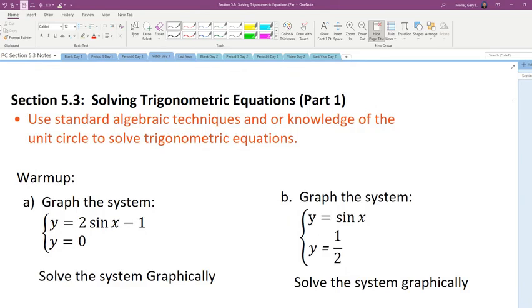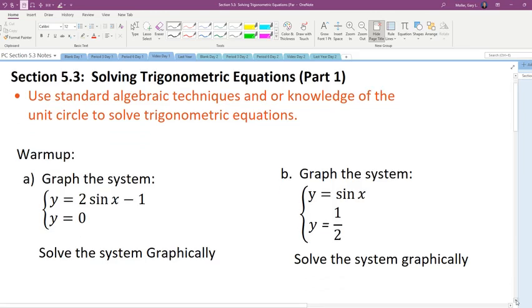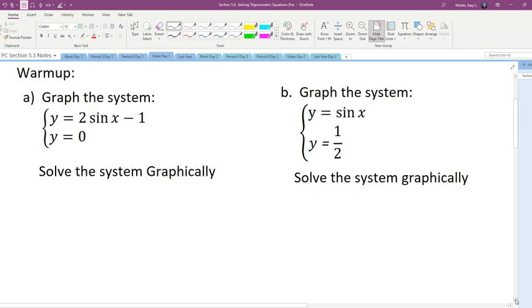So to get started, as a warm-up, what I'd like you to do is graph this system of equations. You'll notice it's a pretty simple system. One of them's a trig function. One of them is just y equals 0. And then I would like you to solve it graphically. So solving the system, of course, means find out where they intersect.